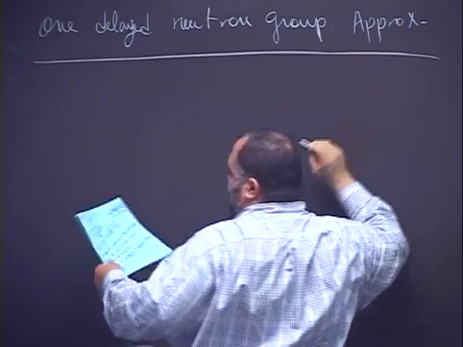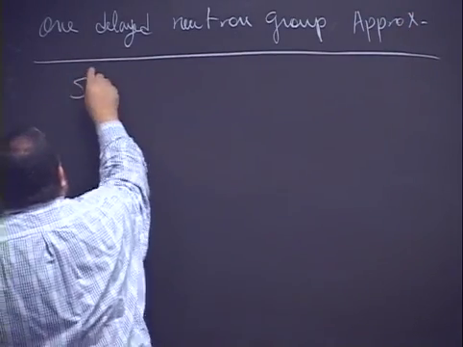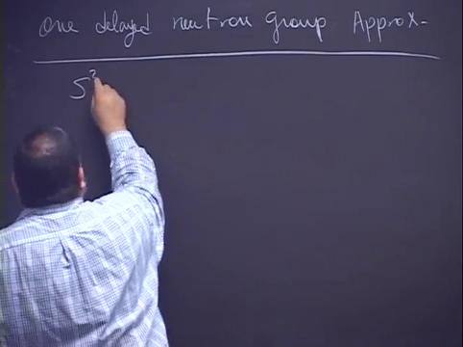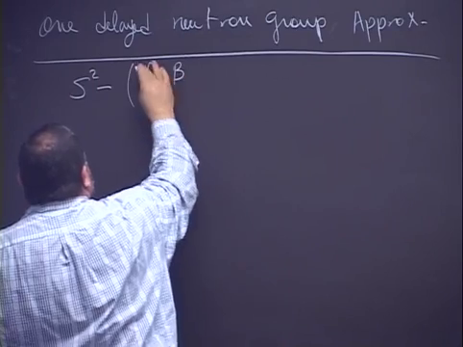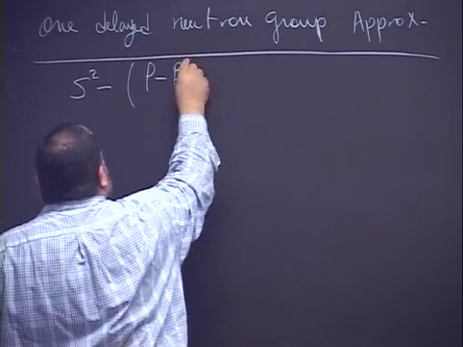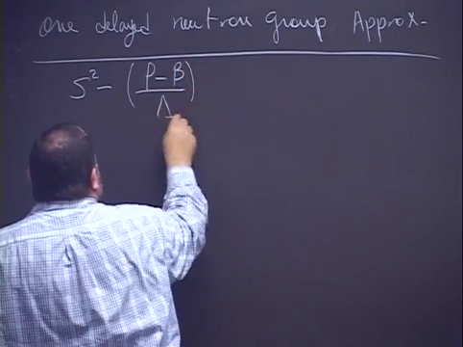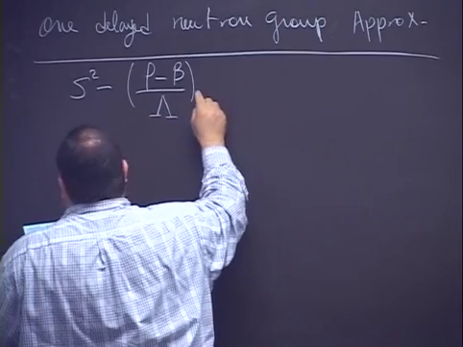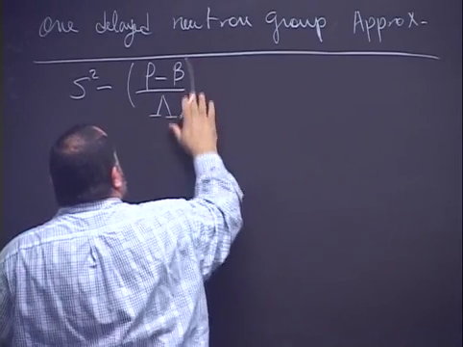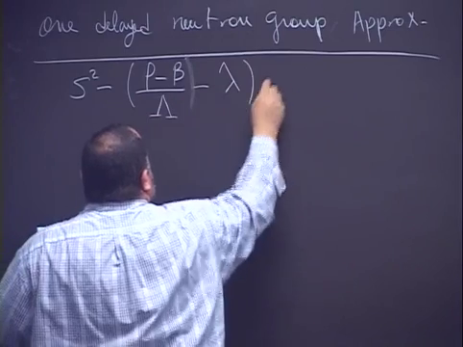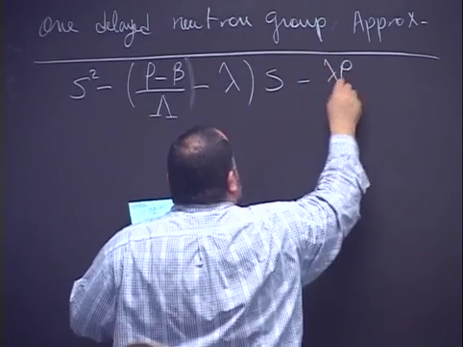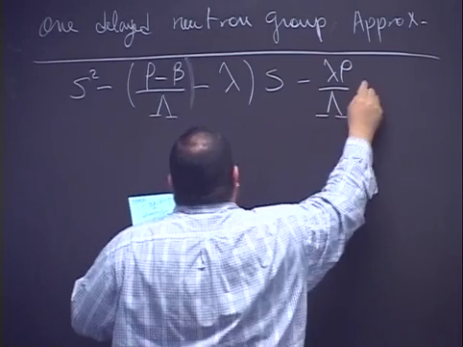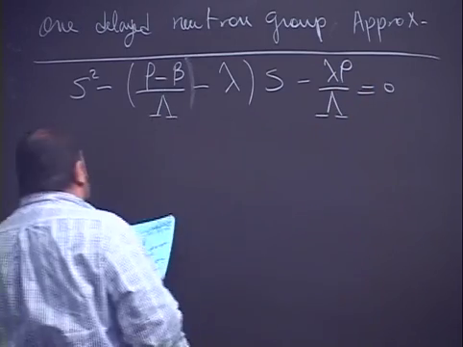when we solved this equation last time, we reached s squared minus (rho minus beta) divided by gamma minus lambda, multiplied by s, minus lambda rho divided by gamma. This will be equal to 0.